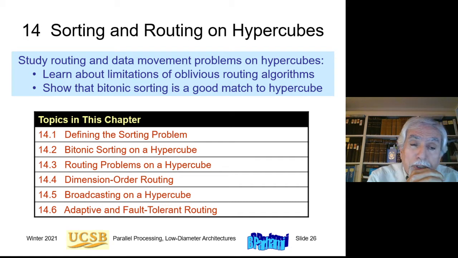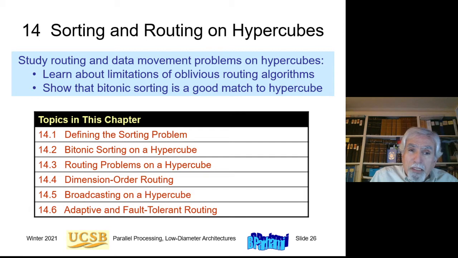In this lecture, I will talk about sorting and routing on hypercubes. In other words, we take the hypercube architecture and discuss how you can sort data on this architecture and how you can solve routing problems. In the same way that we did for meshes and torus networks, we now do the discussion of routing and hypercube architecture.